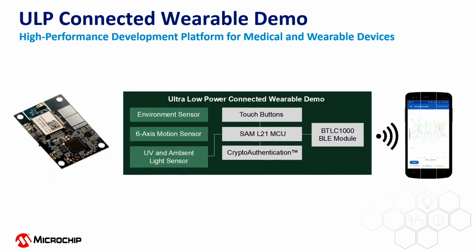One of the things I talked about before was this transition from consumer to medical. Right. And you see that a lot in the wearable space. And the next demo we're showing here is basically what we call our ultra low power connected wearable or medical activity tracker baseline or whatever you want to call it. But again, this has got all of it. It's got a SAML21 Cortex M0 Plus MCU. It's got a BLE module. It's got again the ECC508A module for security. And all transmitting to somebody's phone, right?